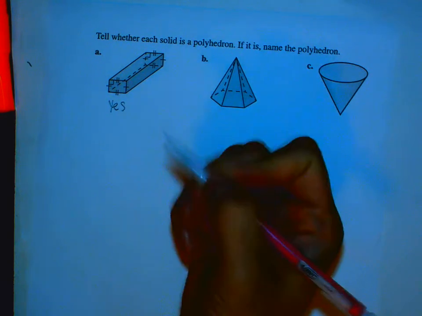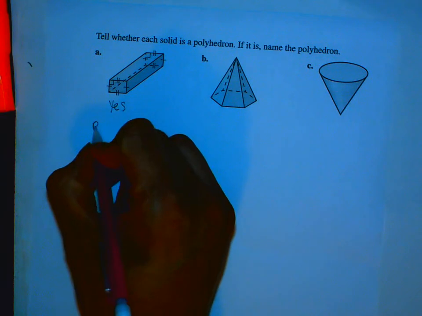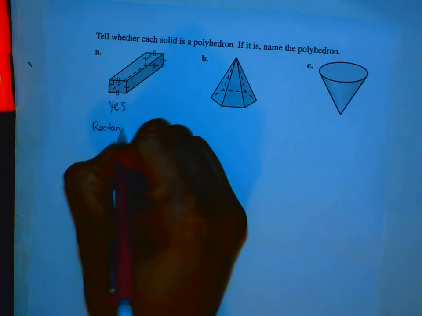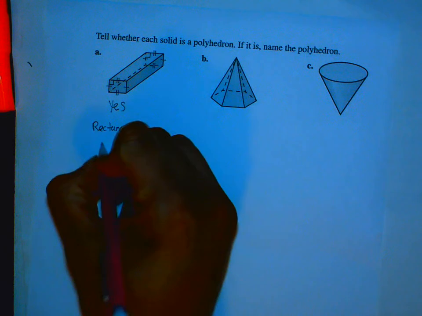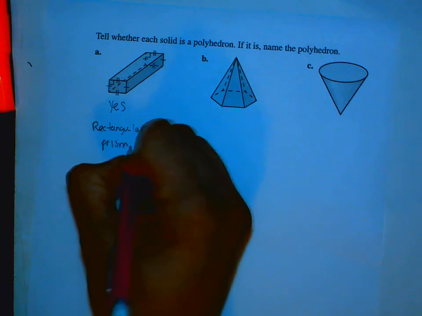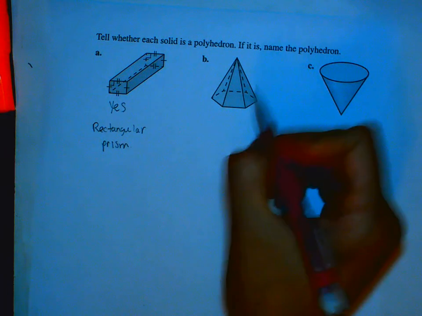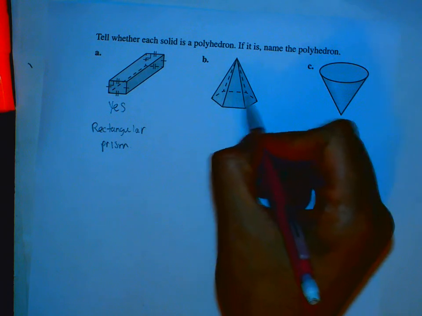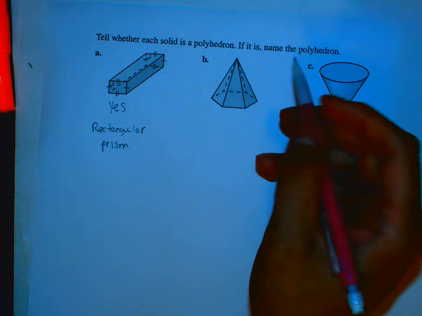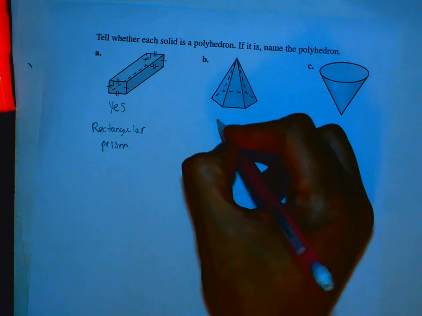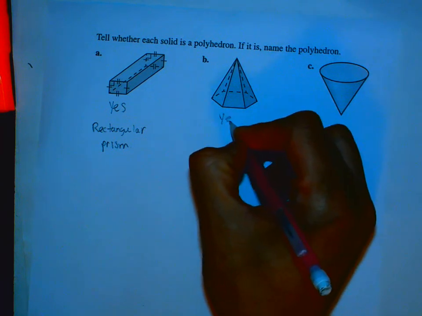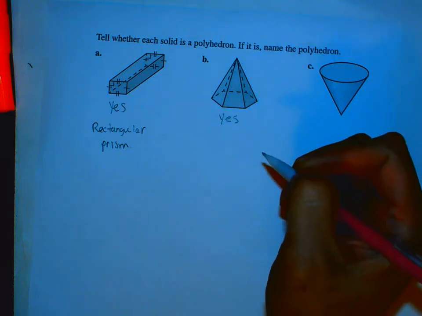Yes, this is a polyhedron, and this is a rectangular prism, or a box, pretty much. Now, this one, all of the sides around here are actually two-dimensional figures, and there is no curvature. So yes, this is a polyhedra.